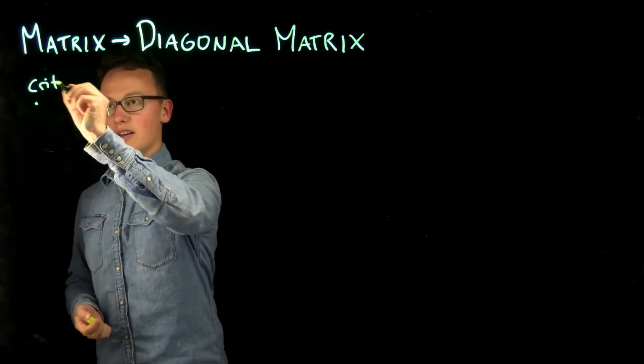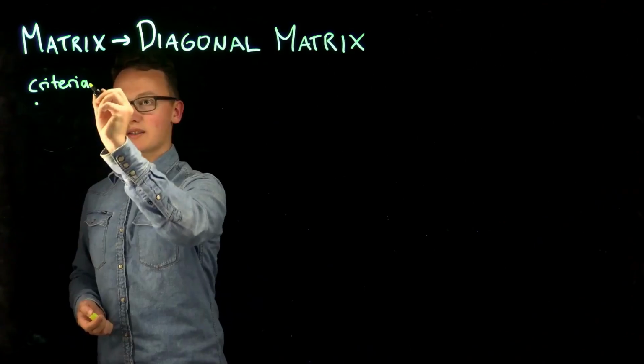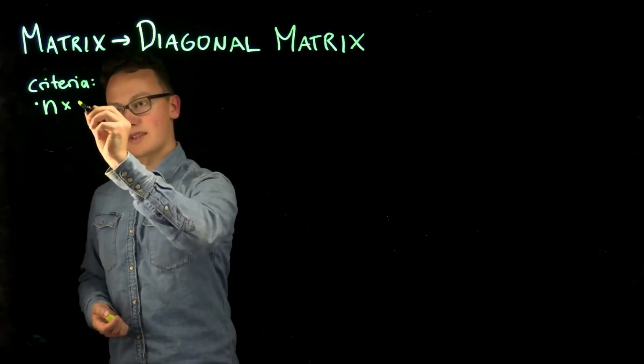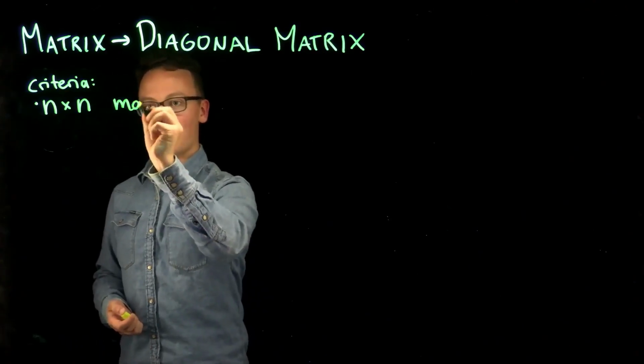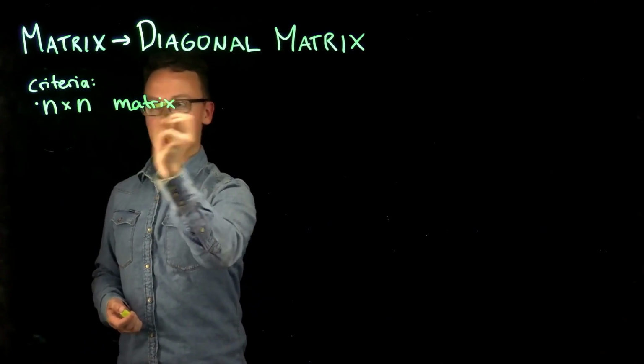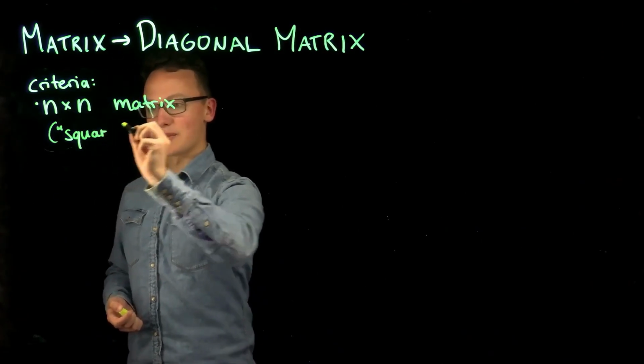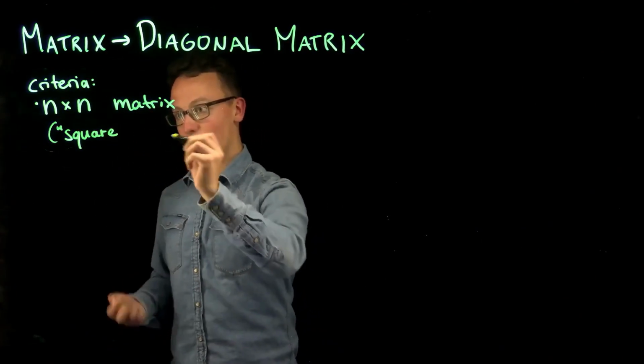And the criteria are, for once, that it is a n times n matrix. In other words, it's a square matrix, like it has the same number of columns as it has the number of rows, okay?